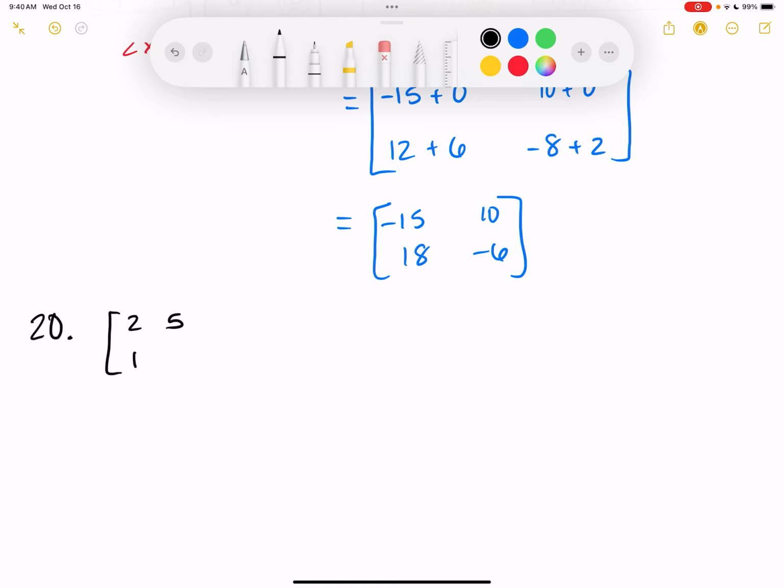2, 5, 1, 7, 4, negative 8, 3, negative 1. Oh, this is easy. Stop saying easy, Daniel. Well, it's not easy. They're both 2 by 2s. These dimensions are the same, so I can proceed.